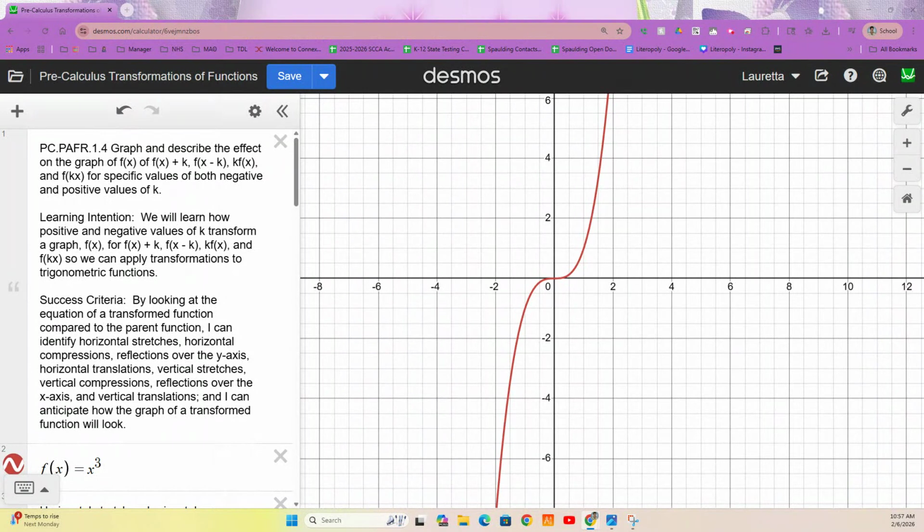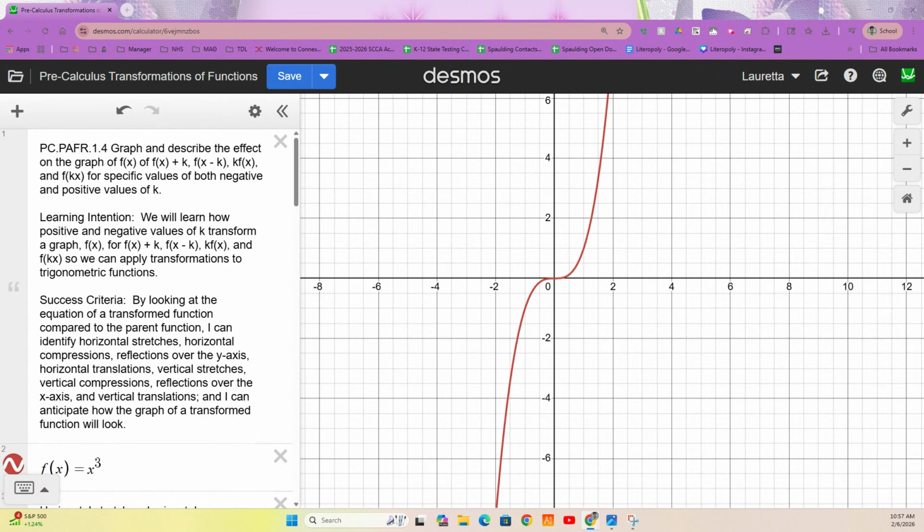The learning intention is we will learn how positive and negative values of k transform a graph f of x for f of k plus x, f of the quantity x minus k, times f of x, and f of the quantity k times x, so we can apply transformations to trigonometric functions.